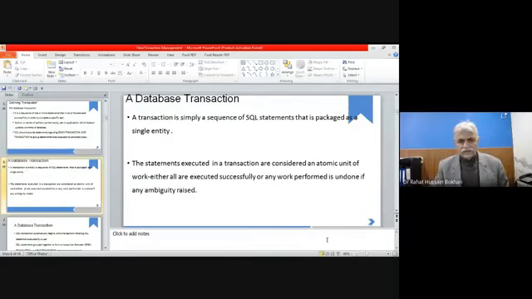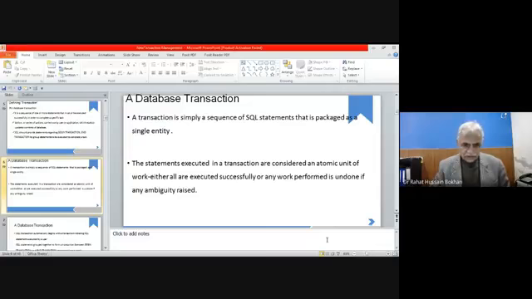A transaction is simply a sequence of SQL statements that is packaged as a single entity. I already told you, suppose in the very beginning I carry out a read action. After that I update the data. Furthermore, I edit the data. If I consider that this is a single transaction, then this whole group of actions may be a single transaction.